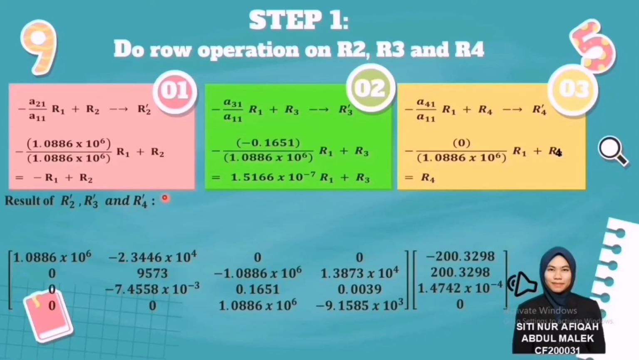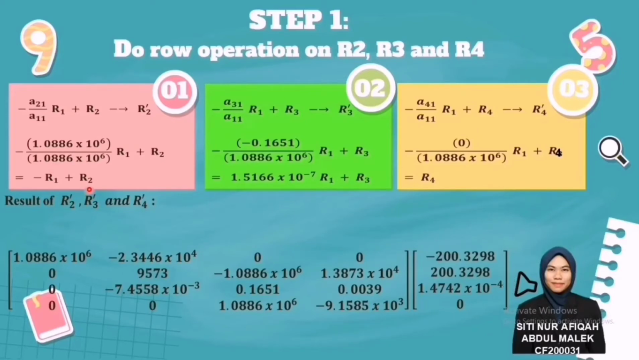So firstly, we will do the row operation on row 2, row 3, and row 4. The equation that we need to reduce row 2 is negative A21 over A11 times row 1 plus row 2. We will get the new row 2 value, which is A21, 1.0886 times 10 to the power of 6, divided by 1.0886 times 10 to the power of 6, times row 1 plus row 2. So we get the new equation here.